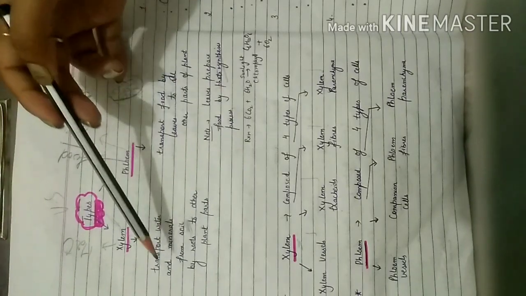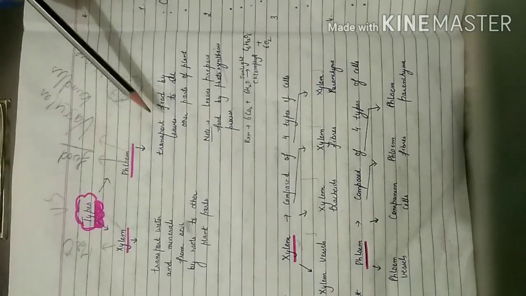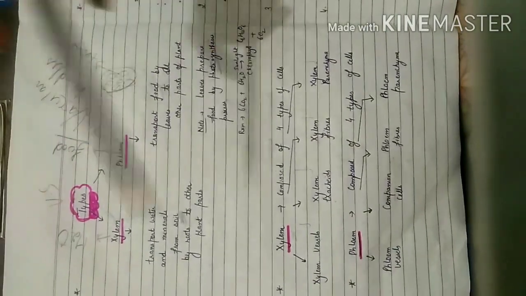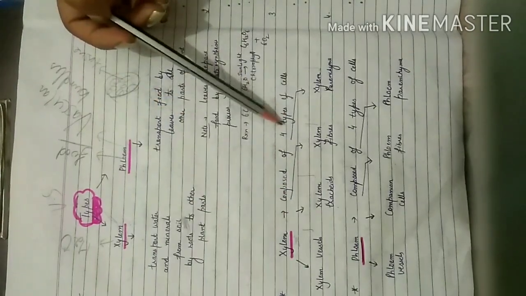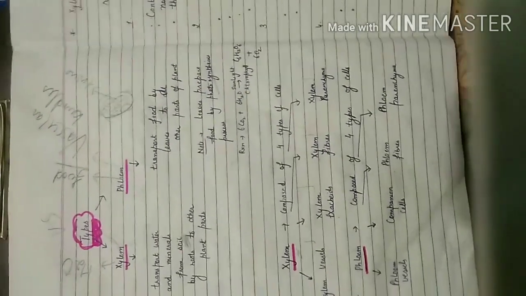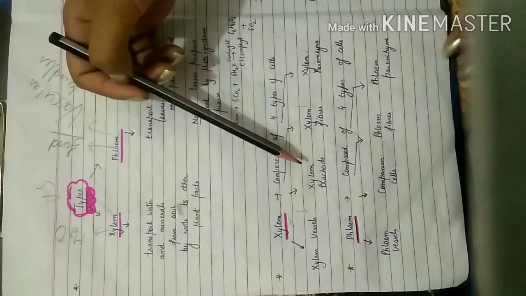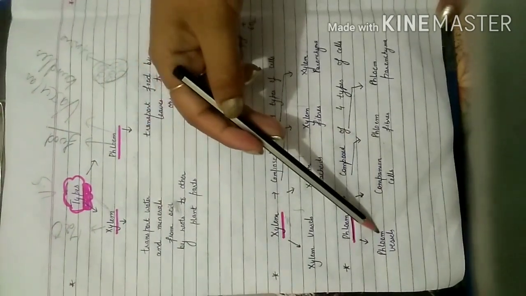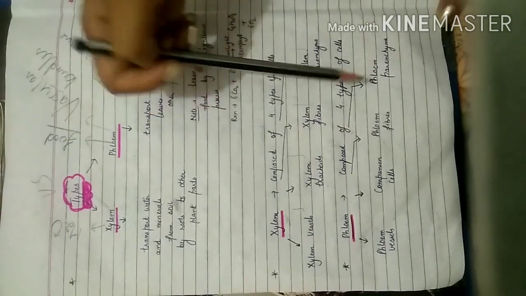Xylem transports water and minerals from the soil through roots to other plant parts, and phloem transports food from leaves to all other parts of the plant. Xylem is formed of four types of cells and phloem is also formed of four types of cells. What are the four types of cells in xylem? First is xylem vessel, then xylem tracheids, xylem fiber, and xylem parenchyma. In phloem there is the phloem vessel, companion cell, phloem fiber, and phloem parenchyma, right?